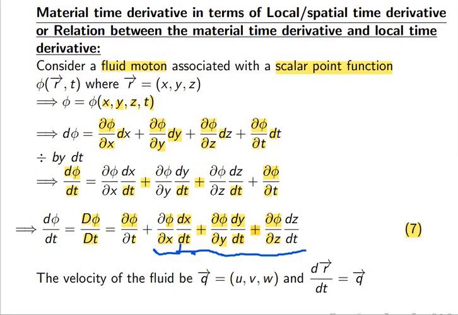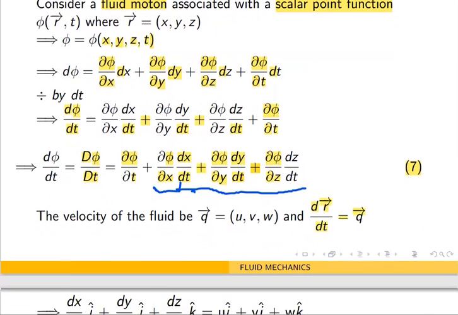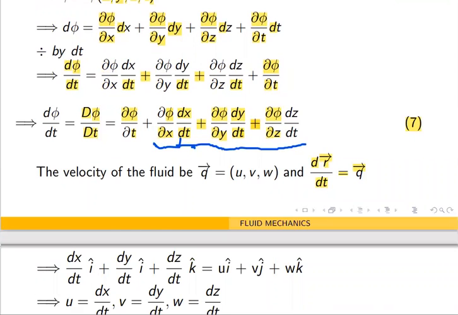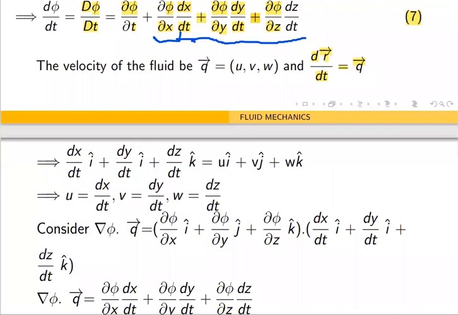So for this, let us consider the velocity of the fluid. Let us call it q, and we know that q is dr by dt. Q is nothing but dr by dt. And r is nothing but xi plus yj plus zk. So what is dr by dt? dr by dt is nothing but dx by dt i, dy by dt j, and dz by dt k. And q is nothing but ui plus vj plus wk.